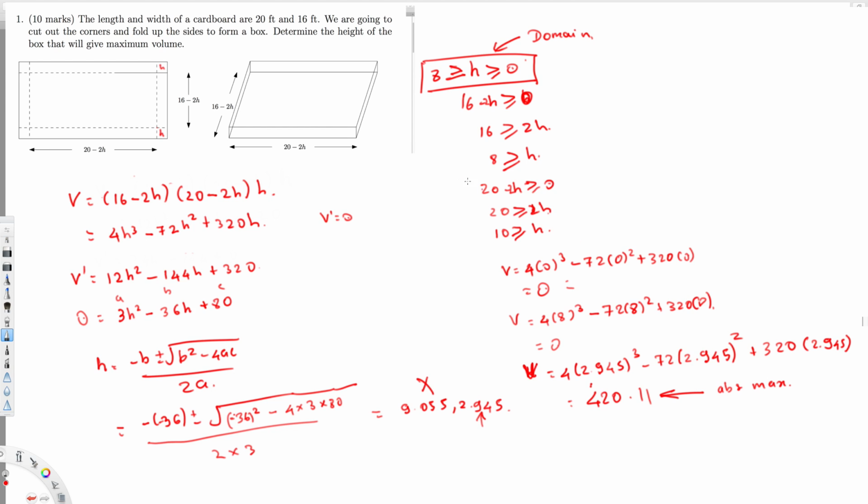But the question is, determine the height of the box that will give the maximum volume. So the question is which height, the height of the box. So this is the height. We found h, and this is the value. Therefore this is the final answer. h is equal to 2.945, which is the value that is going to give the maximum volume. So that's the final answer.